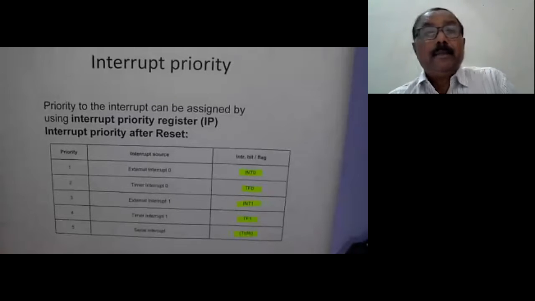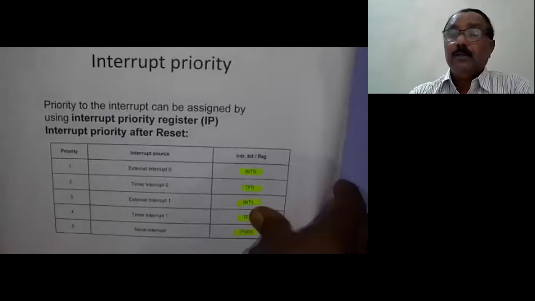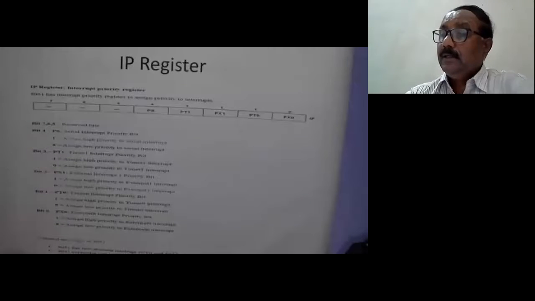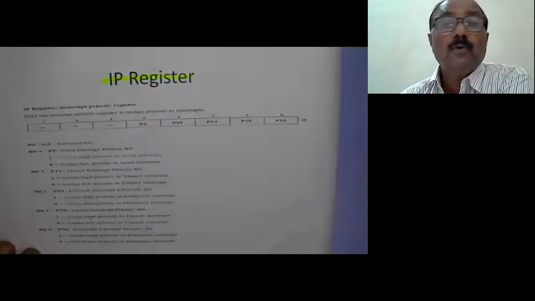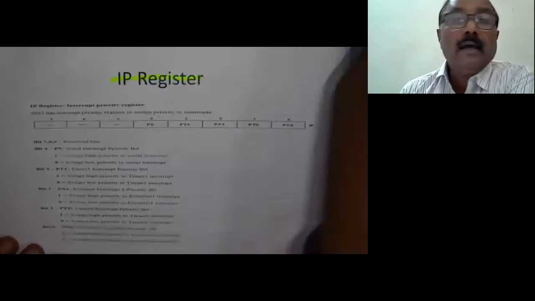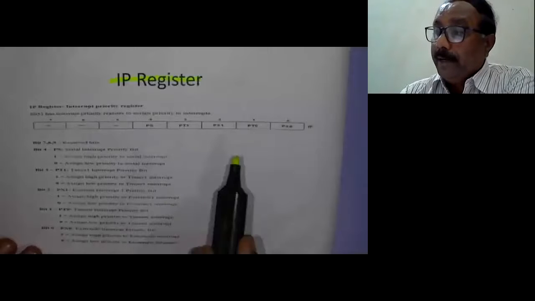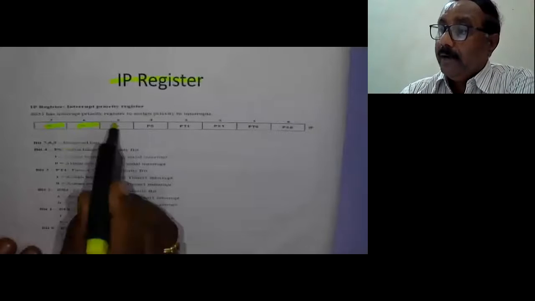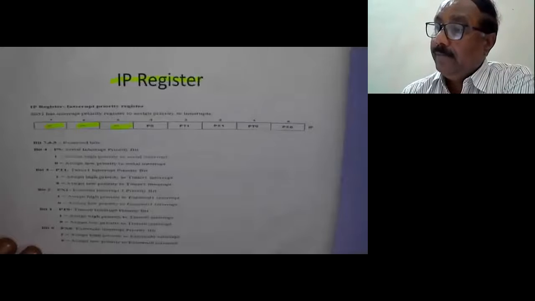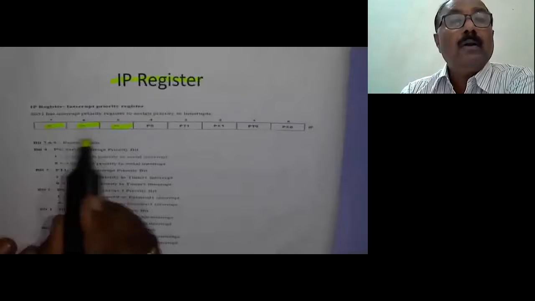But there is a facility in the 8051 microcontroller to change the priority of these interrupts. This priority register is known as the IP register, interrupt priority register. It is also a special function register. This is also an 8-bit register. Bit numbers 7, 6, and 5 are the undefined bits. So you can put these 000 or 111.